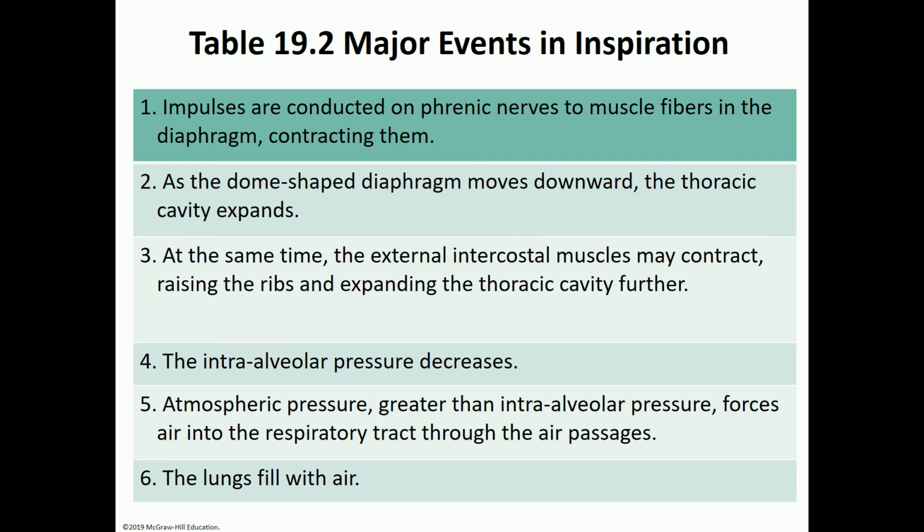Again, the major events in inspiration. Okay, the phrenic nerve will send an impulse to the diaphragm, and the diaphragm will contract. The diaphragm moves downwards, so the thoracic cavity expands, which means that because of the increase in volume of the lungs, the pressure in them decreases. Now the atmospheric pressure is higher than the intra-alveolar pressure. That is going to push air into the alveoli.